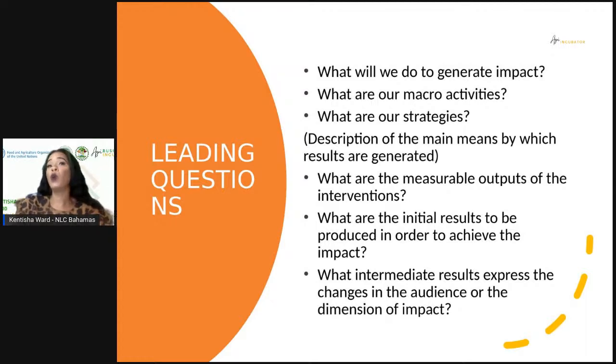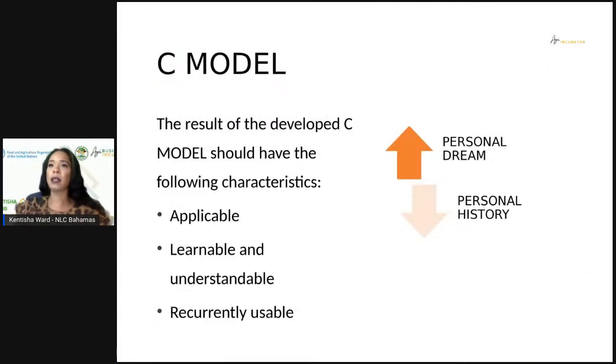So not only generating profit, but also looking at an angle of generating impact. What are the measurable outputs of the interventions? What are the initial results to be produced in order to achieve the impact? And what are the intermediate results that express the changes in the audience or the dimension of the impact?